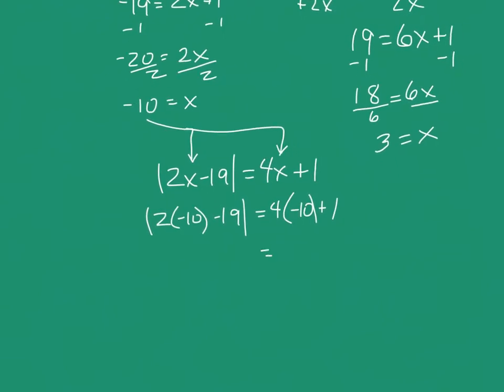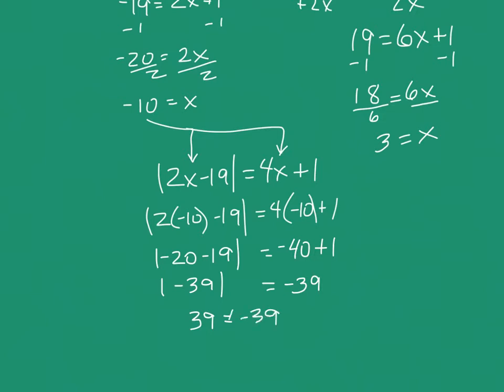Doing the right side looks a little bit simpler, so negative 40 plus 1, I think that gives me negative 39. In the left side, I get negative 20 minus 19. I'm going to take the absolute value of that. Once I subtract those two things, I think I get negative 39. And the absolute value of that is 39. We can clearly see that 39 does not equal negative 39. And so this answer, x equals negative 10, appears to be a bad answer. Okay, it doesn't work. So we call it an extraneous solution.